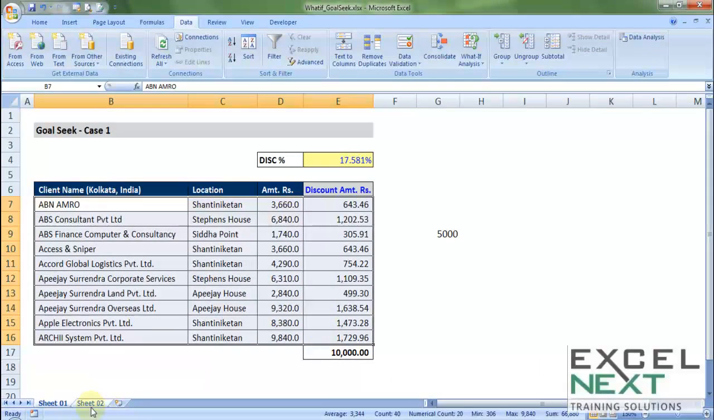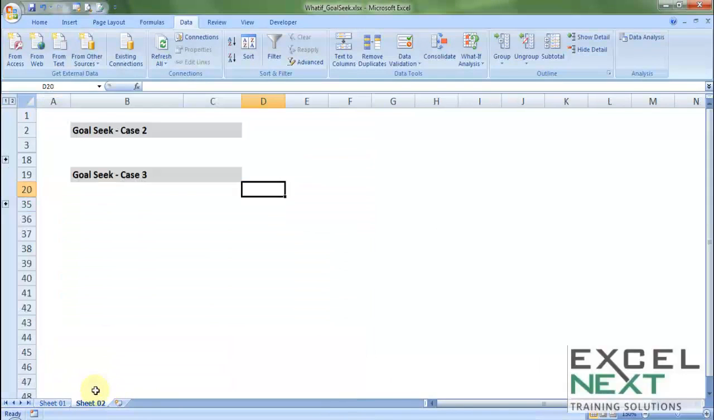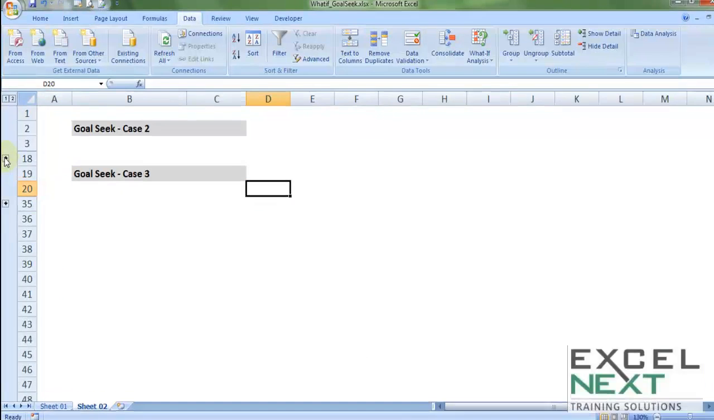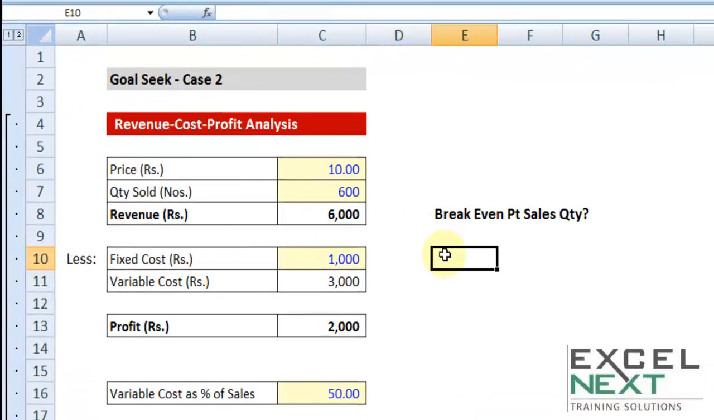So let's go to sheet 2 to continue working on the two case studies. Let me open up the grouping of case 2. Now this is a model similar to the one we referred to in Scenario Manager, which talks about price and quantity being sold. Revenue is nothing but a multiplied factor giving you a 6,000 value.